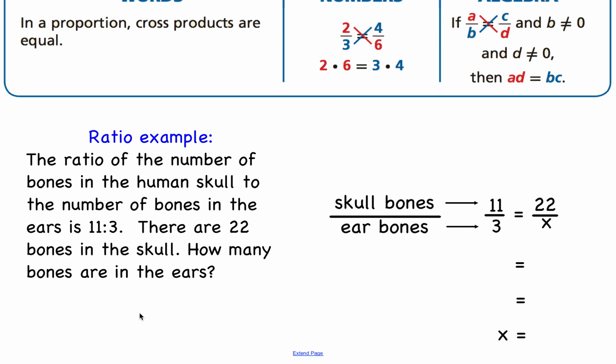This first problem says the ratio of the number of bones in the human skull to the number of bones in the ear is 11 to 3. If there are 22 bones in the skull, how many bones are in the ears?